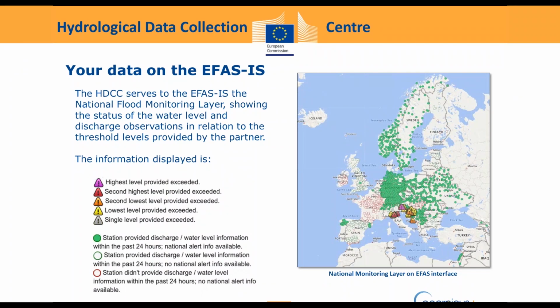So the different colors are the green is the station which provides discharge and water level information. The only green into the circle is the station which provides discharge and water level information within the past 24 hours, but no national alert info are available into the system. And the red one are the stations which didn't provide discharge or water level information within the past 24 hours, and no national alert info are available.